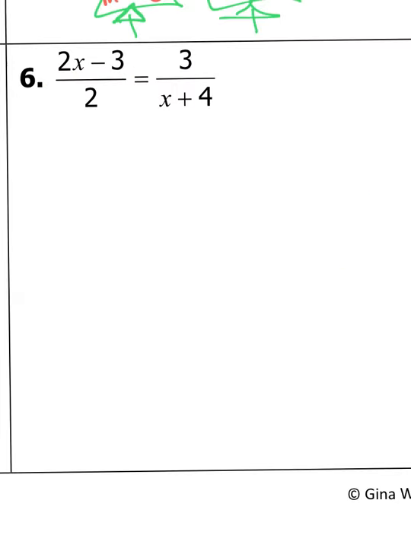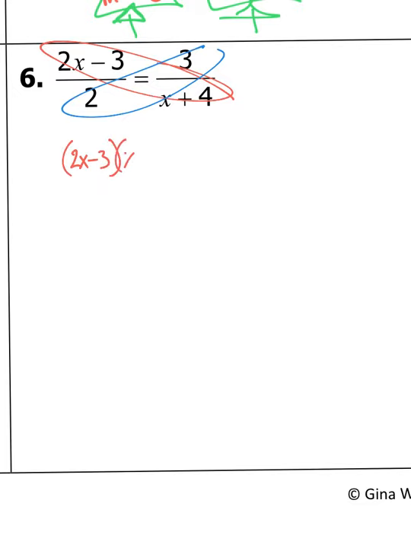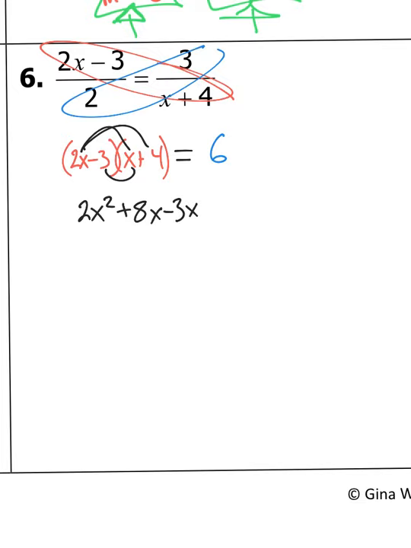All right, last one for today. Again, I'm going to cross multiply. So I get (2x minus 3)(x plus 4) equals 6. So I'll distribute, right? And again, that's what foiling is. All foiling is just distributing twice. All right, now I'm going to combine like terms.